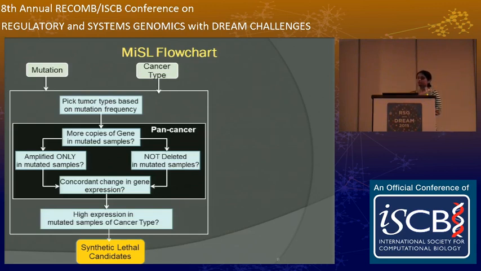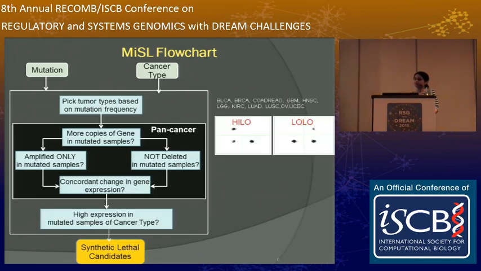We have called the tool MiSL. And so we start with mutation and cancer type, and the type of cancer, which could be, say, acute myeloid leukemia. And then you try to pick out tumor types where the mutation frequency is above a certain threshold. At this point, we are using the PanCan11 data that has been put out by the TCGA. And then in a pan-cancer setup, we look for these implications, these high-low implications and low-low implications.